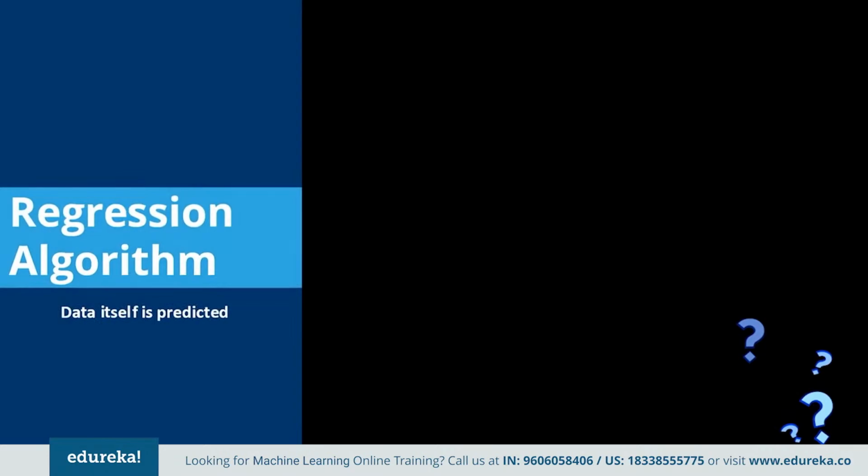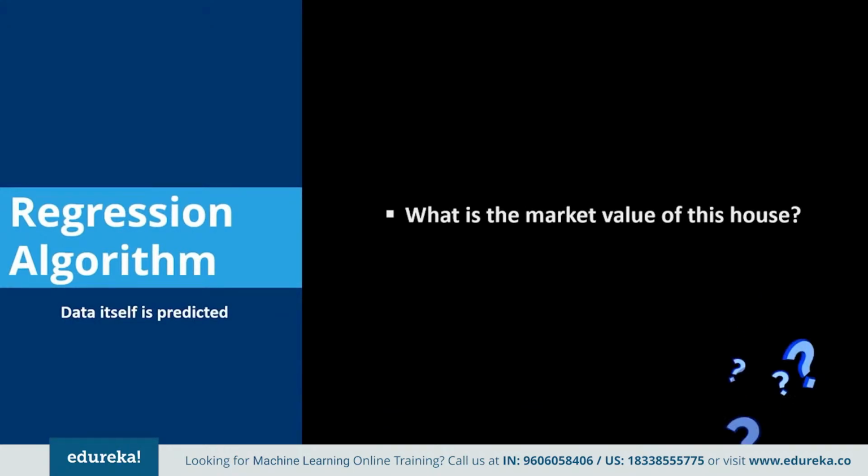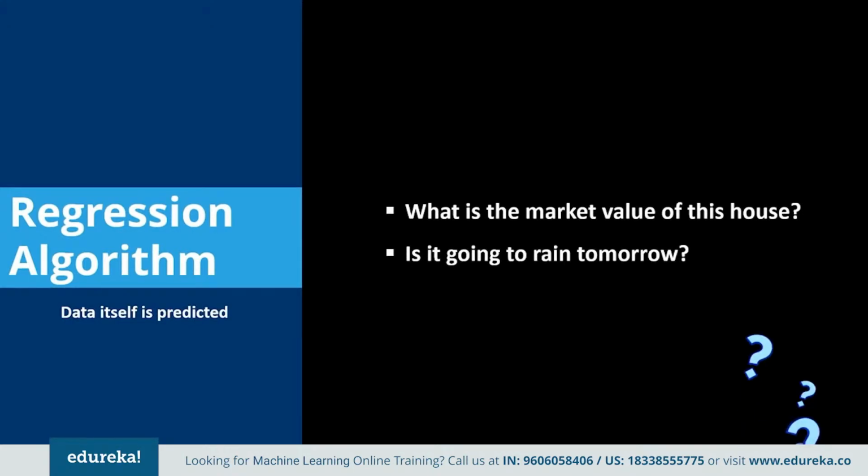Next, we have the regression algorithm, where the data itself is predicted. Questions you may ask of this type of model are like, what is the market value of this house? Or is it going to rain tomorrow or not? Regression is one of the most important and broadly used machine learning and statistics tools. It allows you to make predictions from data by learning the relationship between the features of your data and some observed continuous valued response. Regression is used in a massive number of applications. You know what? Stock price prediction can be done using regression.